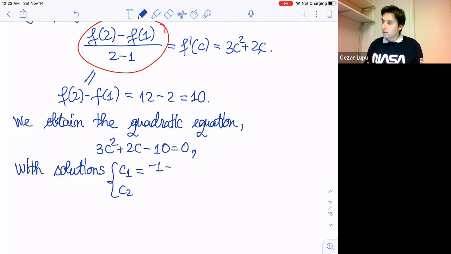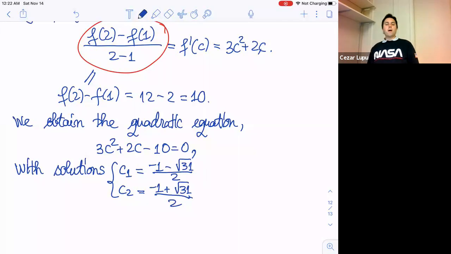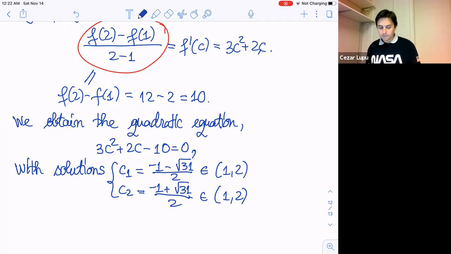So it's -1 minus square root of 31 over 2. And then the second one is -1 plus square root of 31 over 2. And now keep in mind that we would like to see if these numbers are in this interval (1, 2). Do not forget on what interval the function is defined. That's very, very important.